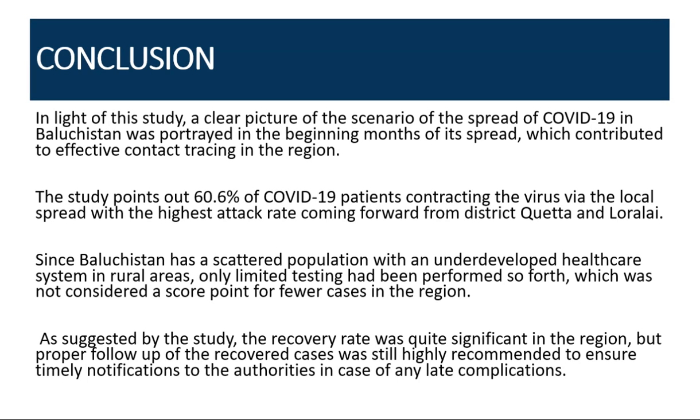In the light of this study, a clear picture of the scenario of the spread of COVID-19 in Balochistan was portrayed in the beginning months of its spread, which contributed to effective contact tracing in the region. The study points out 60.6% of COVID-19 patients contracting the virus via the local spread, with the highest attack rate coming from District Quetta and Loralai. Since Balochistan has a scattered population with an underdeveloped healthcare system in rural areas, only limited testing had been performed so far, which was not considered a sign of fewer cases in the region.